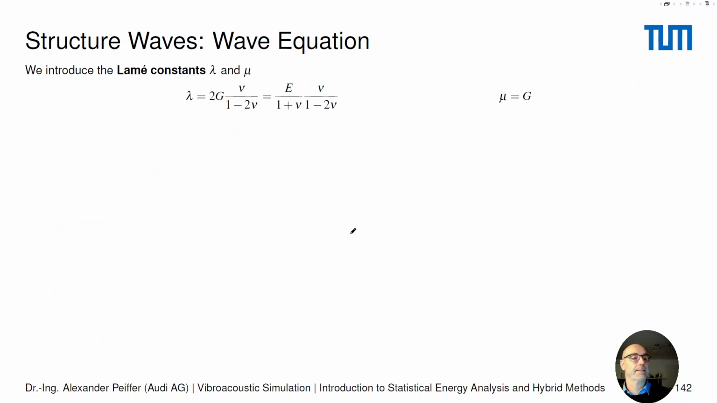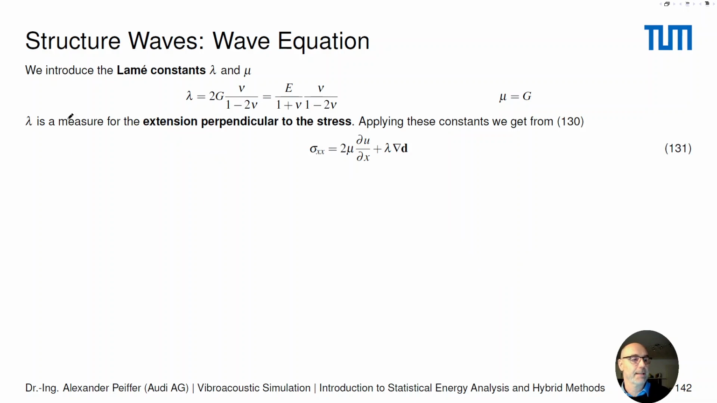But now it's time to introduce some new constants, which we call Lamé constants, lambda and mu. Sorry for using lambda for another purpose, but that's a normal constant for Lamé. It's not a wavelength here, but it's the only session where we use lambda, not in the wavelength context. This lambda is a measure for the extension perpendicular to the stress. This is one of the explaining expressions for this lambda constant. Mu is quite simple. It is equal to the shear modulus.